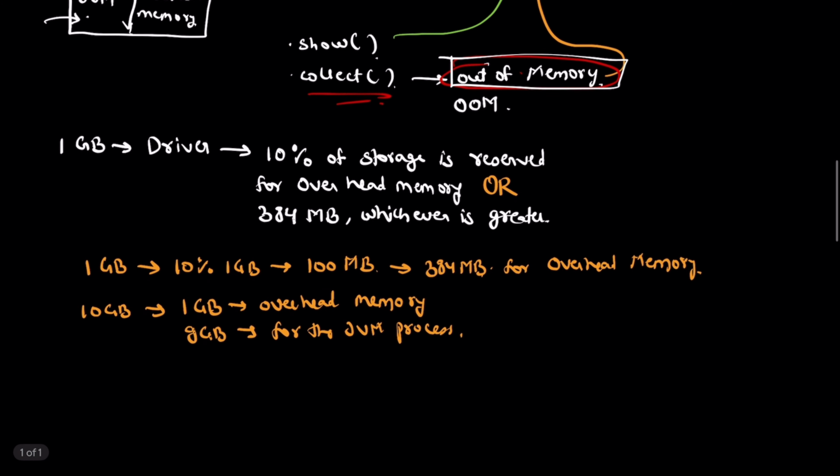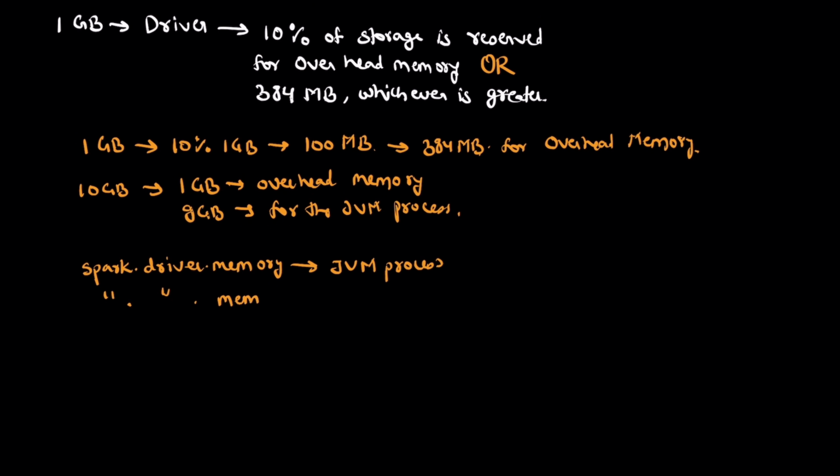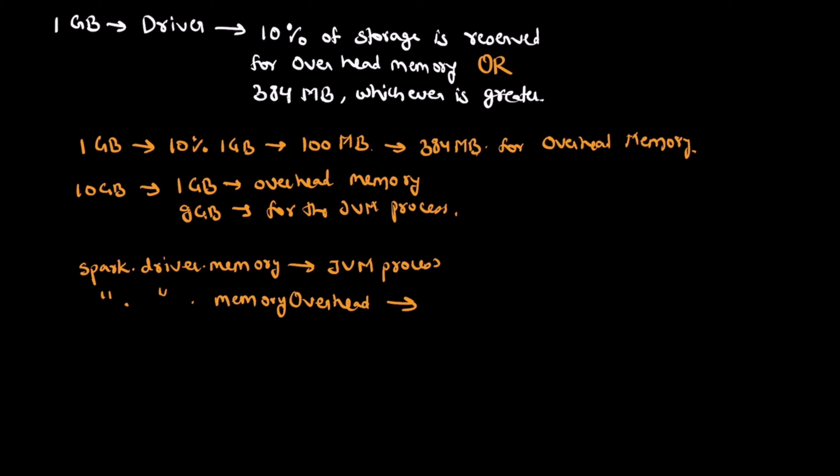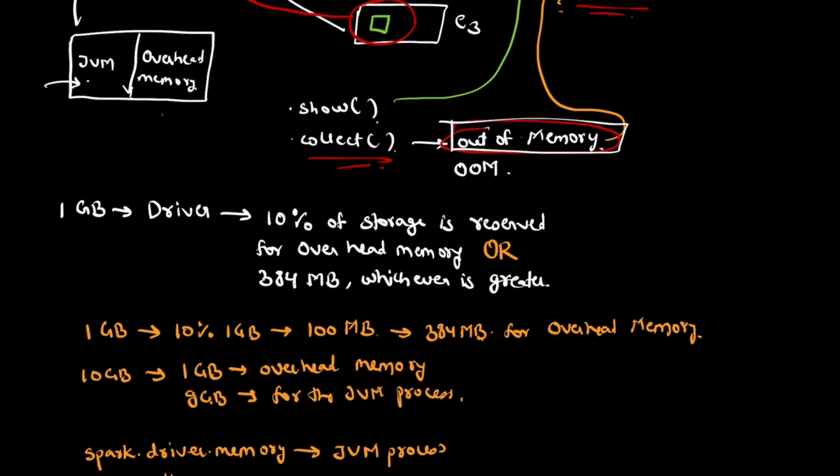So we can see that there are two types of memory. One is spark.driver.memory, which is for JVM processes, and the other is spark.driver.memoryOverhead, and it is for the rest of the stuff, like the container, maintaining the information about the container, running them, etc. So that job is done by the overhead memory present in our driver.